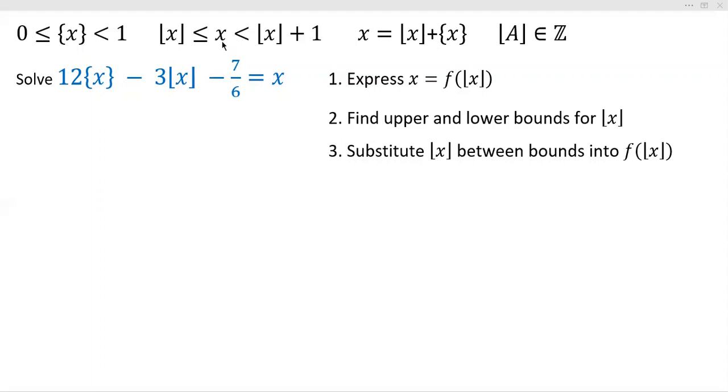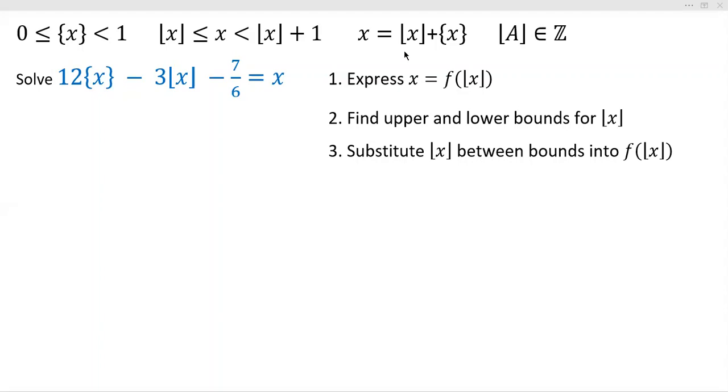Now again, if x is 4.7, its floor is 4 by this notation here. And if you add 1 to the floor, you get 4 is less than or equal to 4.7 is less than 5. So this certainly makes sense, this statement right here. And it comes in useful in determining bounds for the floor value.